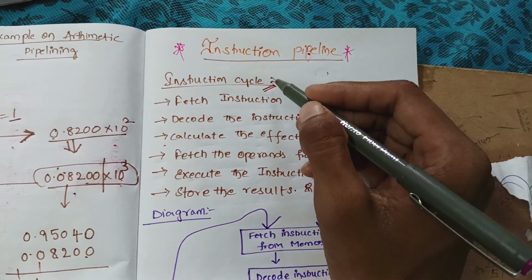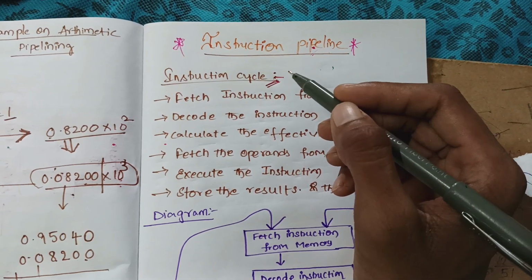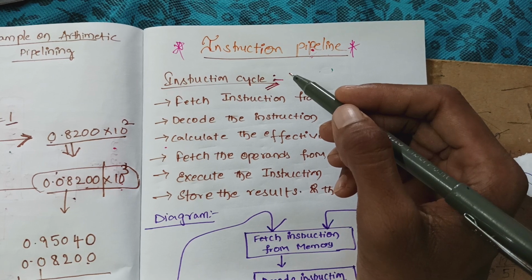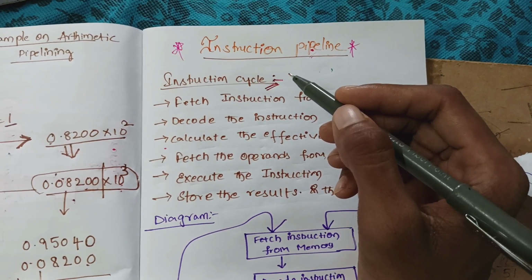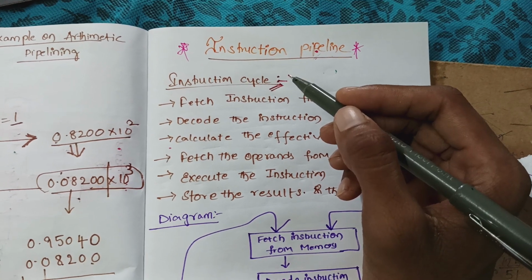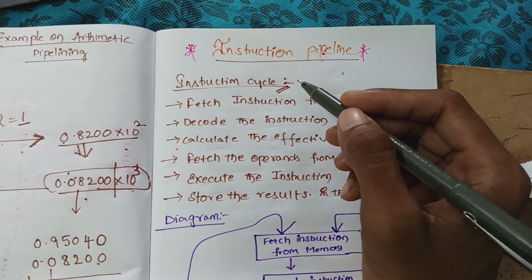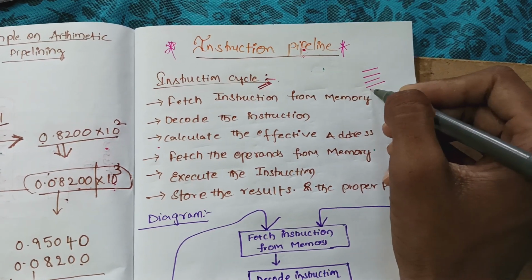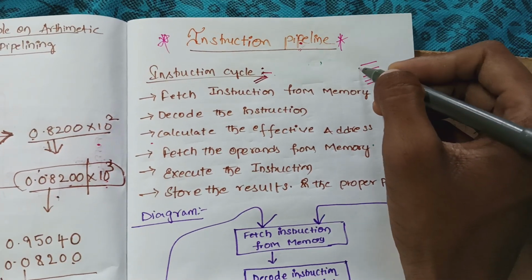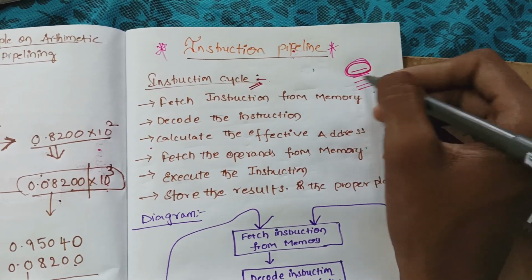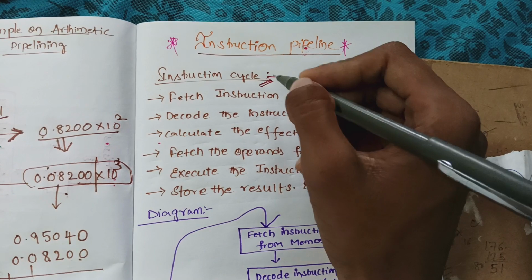First we discuss what the instruction cycle is. The instruction cycle means the phases required to complete one instruction at a time. The combination of all the phases is called the instruction cycle. Suppose I take a program that has five instructions. The phases required to execute one instruction at a time are called the instruction cycle.